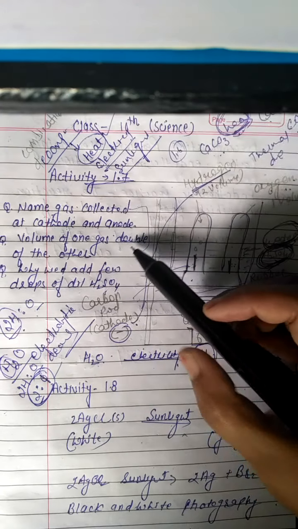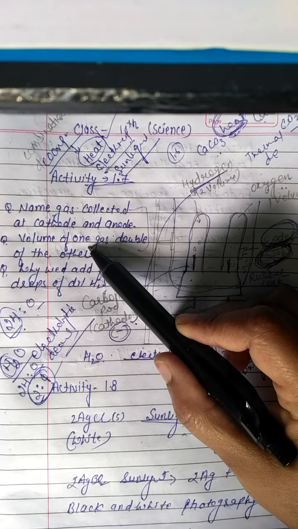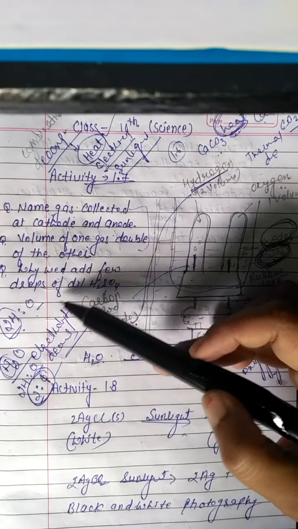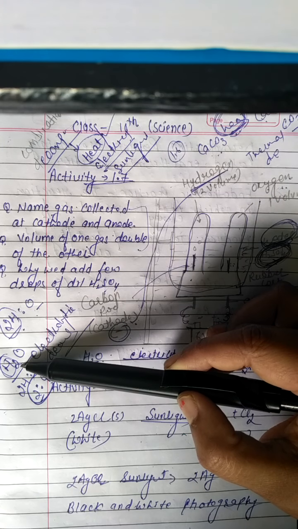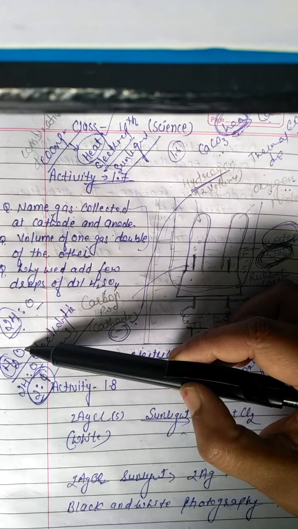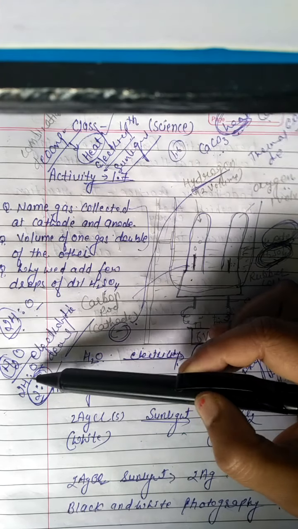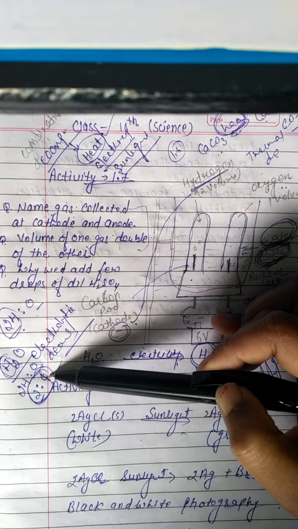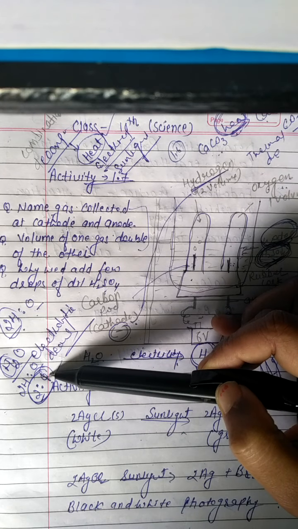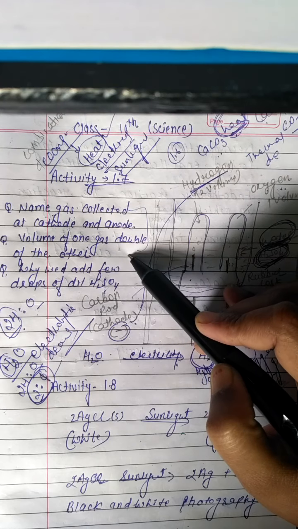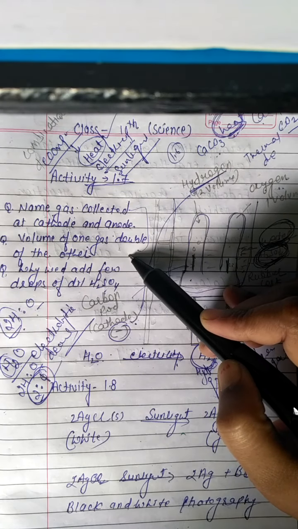Next is why the volume of one gas is double that of the other. That is because in a water molecule, hydrogen is present as 2 atoms and oxygen as 1. Hydrogen and oxygen are in the ratio 2:1. So that's why hydrogen gas is collected in double the amount of oxygen. Clear? This is the example of our activity of electrolytic decomposition.